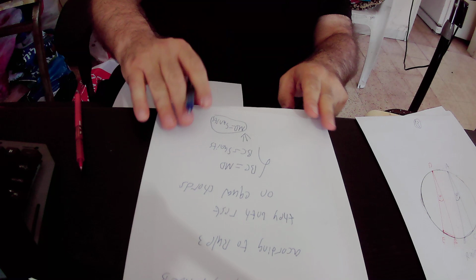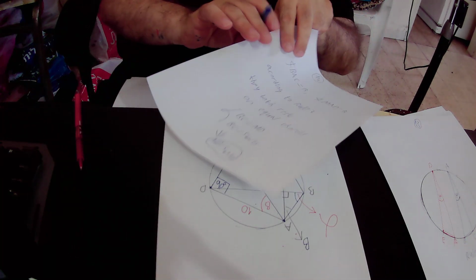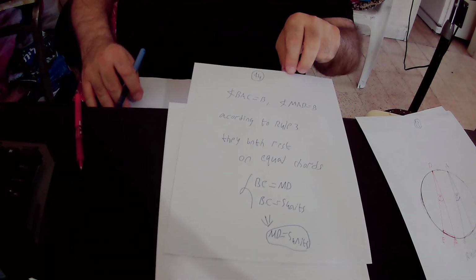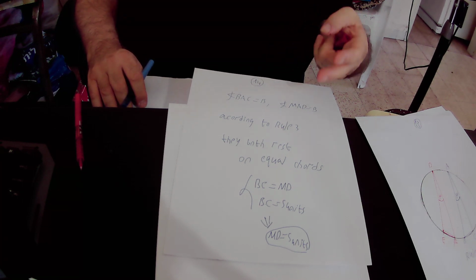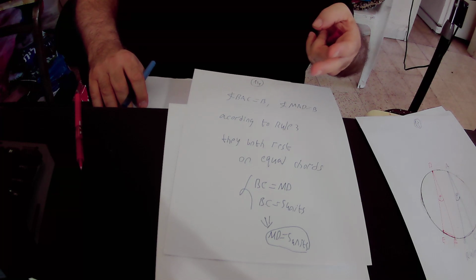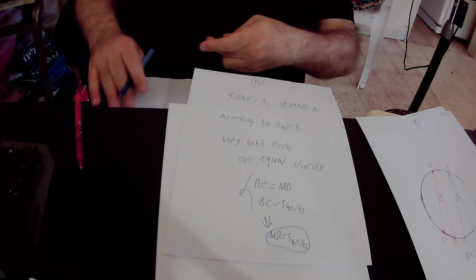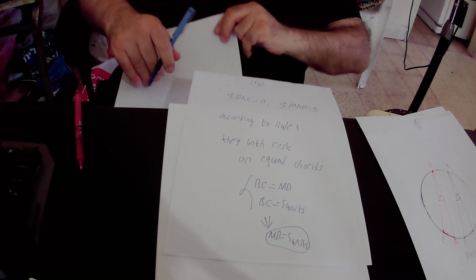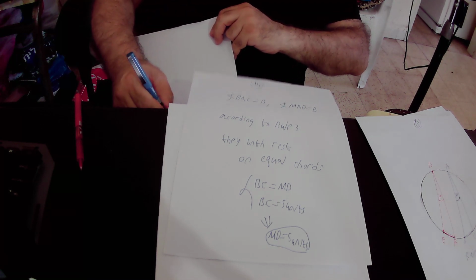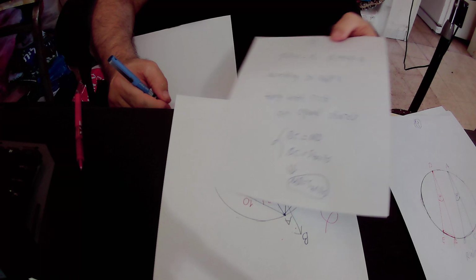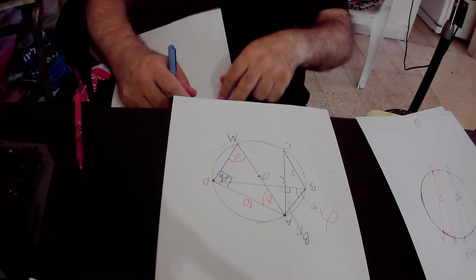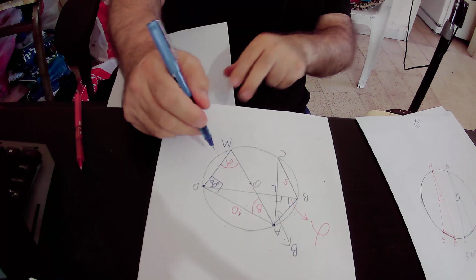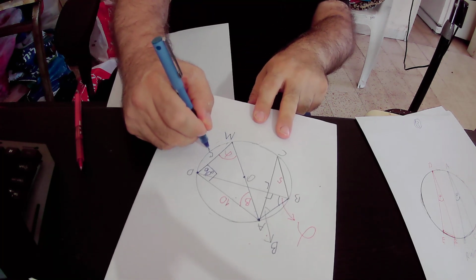Okay, we know that BC equals MD and BC equals 5 units, so we can deduce from it that MD also equals 5 units. Okay? So we can write here that MD equals 5 units.